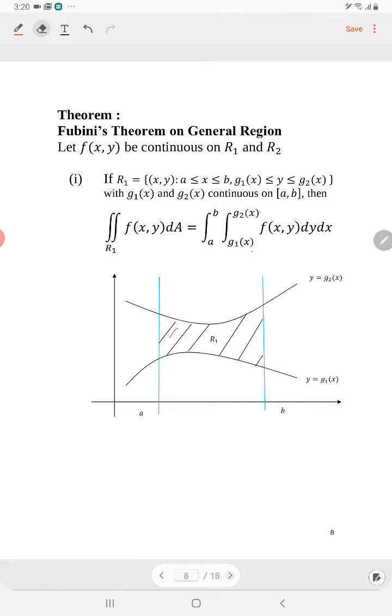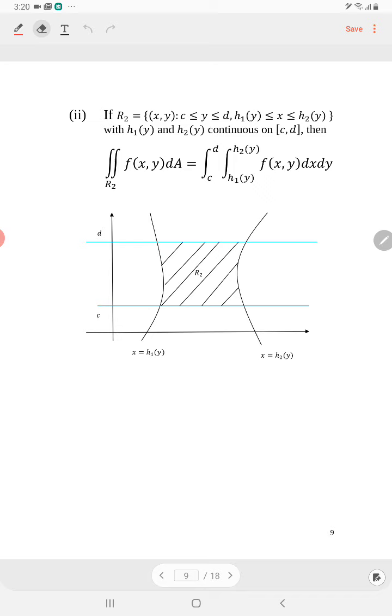Now let's look at another interesting region. I'm going to call it region R2. In region R2, the region is between two horizontal lines, y equals C and y equals D. If this is the case, the order of integration does matter. You have to integrate with respect to x first and then y.